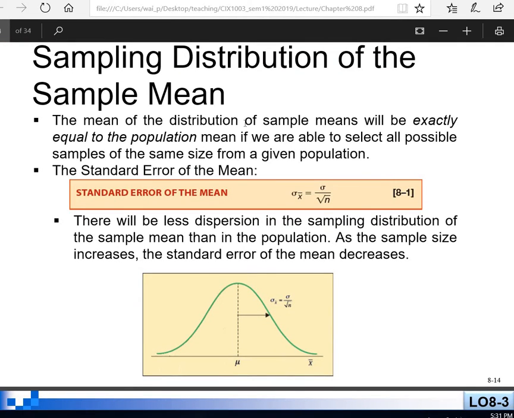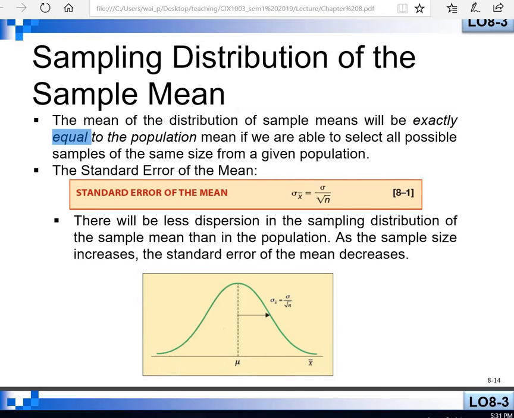The mean of the distribution of sample means will be exactly equal to the population mean if we are able to select all possible samples of the same size from a given population. The standard error of the mean will be the standard deviation divided by the square root of n, where n is the sample size. There will be less dispersion in the sampling distribution of the sample mean than in the population. As the sample size increases, the standard error of the mean will decrease.